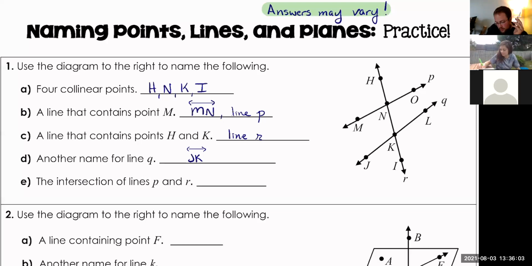Last one. Where is the intersection of lines P and R? At point N. Good.